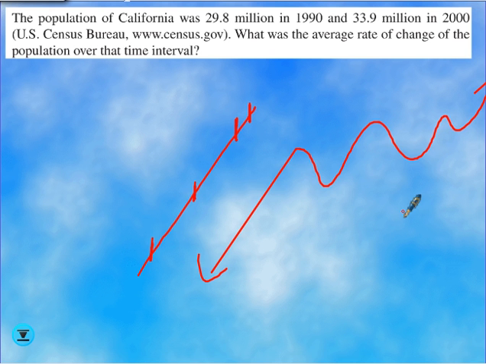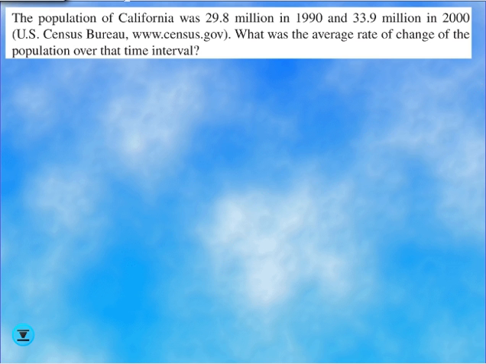It might stay constant for a while, but population change is not linear. However, what we're looking for, we can use a linear situation to find the answer. Population of California was 29.8 million in 1990 and 33.9 million in 2000. We want to know the average rate of change. Anytime you see those words, average rate of change, you're looking for a slope.